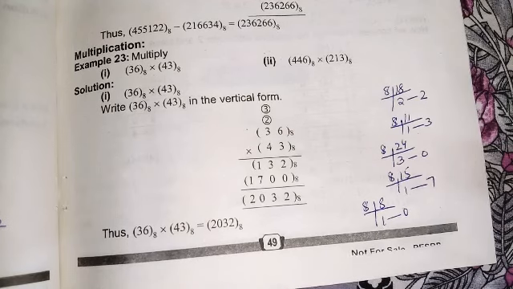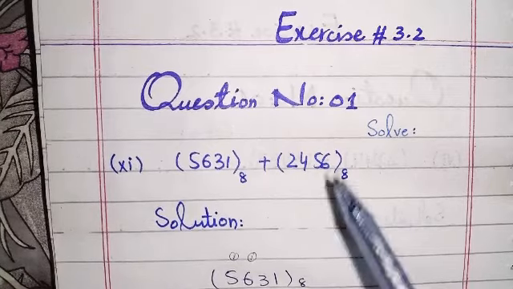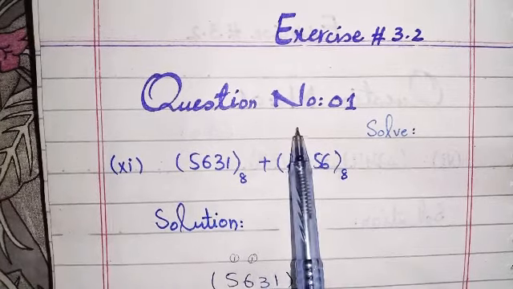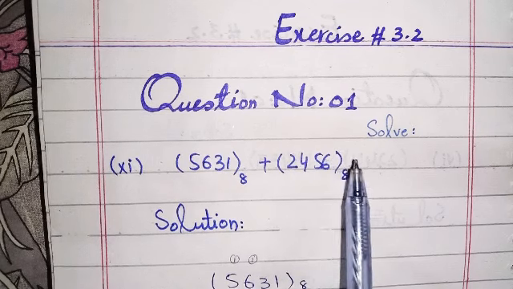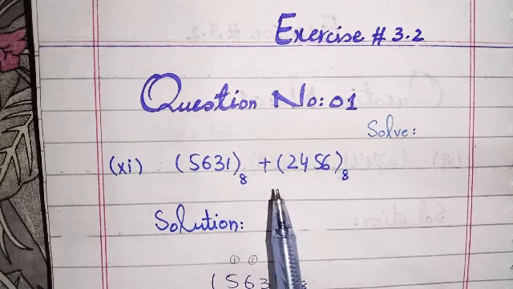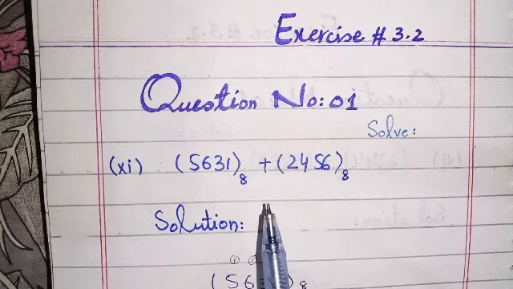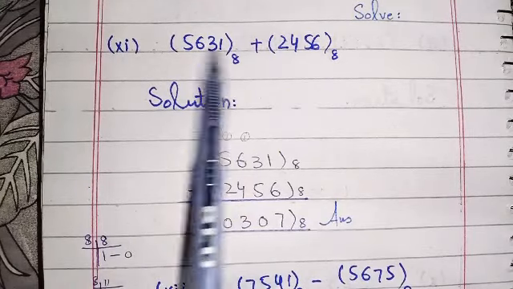Now students, let's move toward the exercise questions. Here is our exercise number 3.2, question number 1. Today we will solve the addition, subtraction and multiplication of the octal base system. So we will solve the related questions from the exercise. Here is our question number 11. We have to find out their sum.